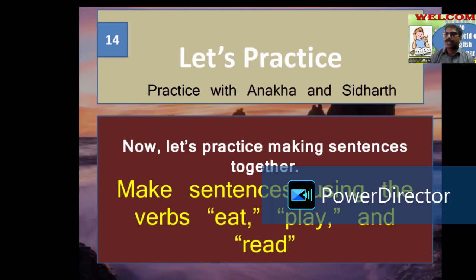And then teacher asks Anaga, read the sentence using the verb read with we. Anaga types the sentence in the chat box and reads. Anaga reads the sentence using the verb read with the subject we. We read a novel after the class. Excellent, Anaga and Siddharth. You both are doing great. It's a motivation to the students by the teacher.